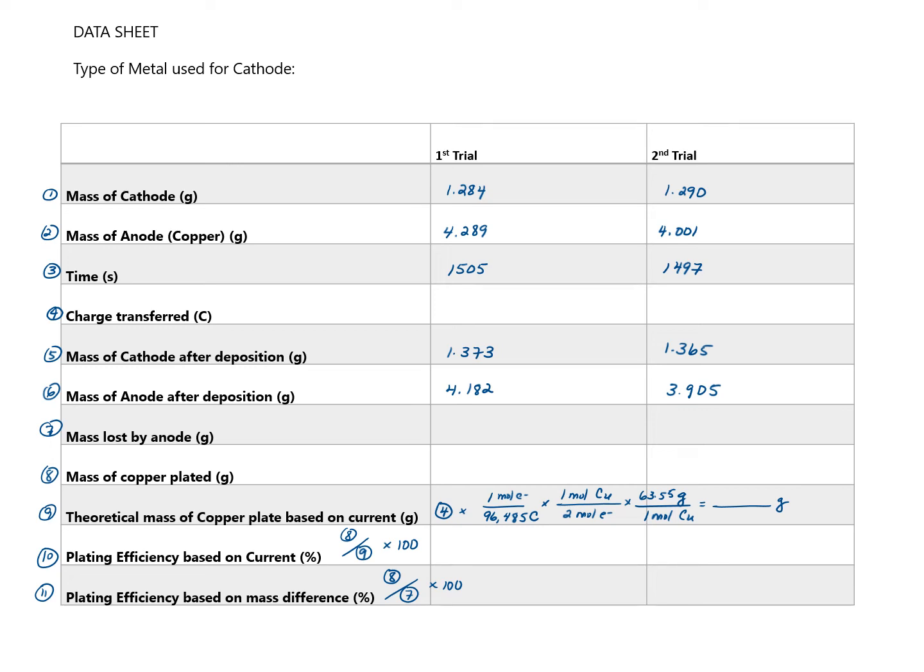So for your calculations, I already have some things annotated, especially the numbers that I'm writing for each one of the things that we need to calculate or the experimental data that we have. To start with, the type of metal used for the cathode, in this case, is aluminum.